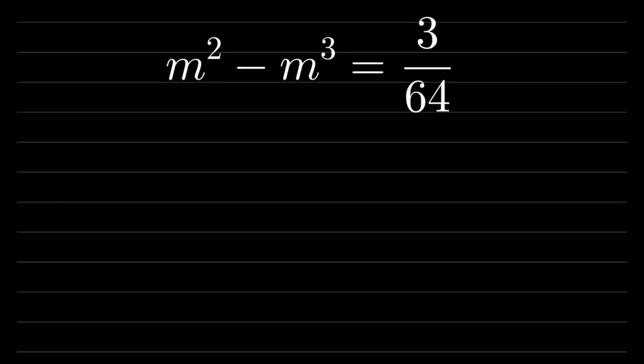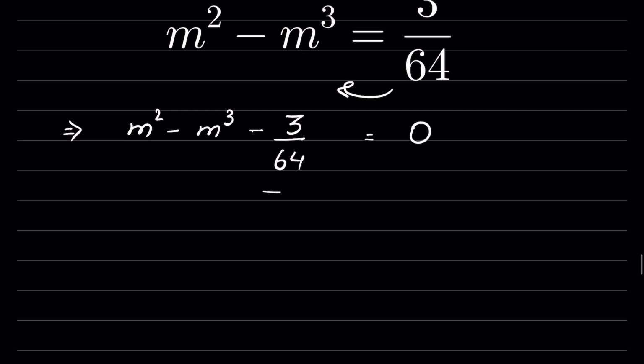m squared minus m cube is equal to 3 upon 64. We have to find the value of m. So m squared minus m cube, we send 3 upon 64 to the left hand side. It will be minus 3 upon 64 is equal to 0.